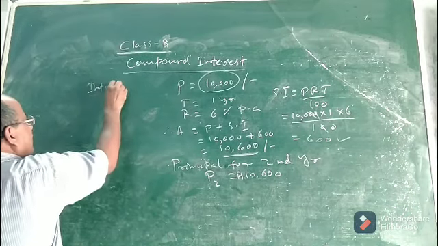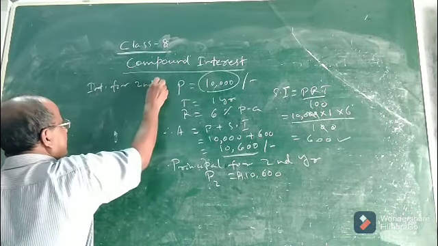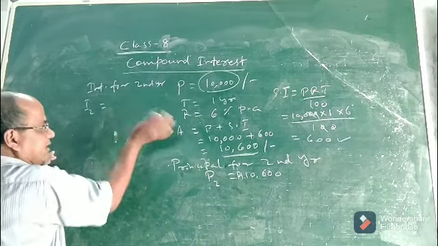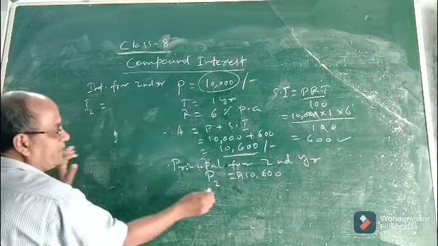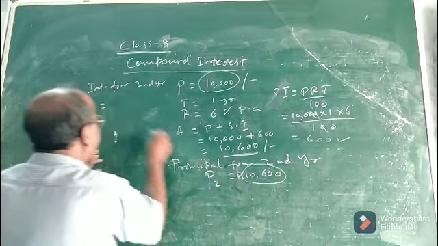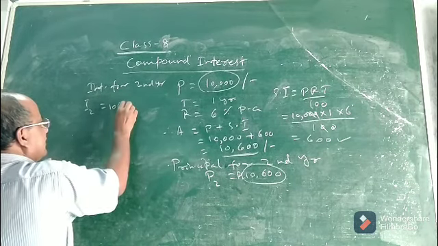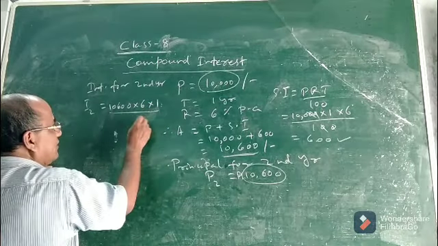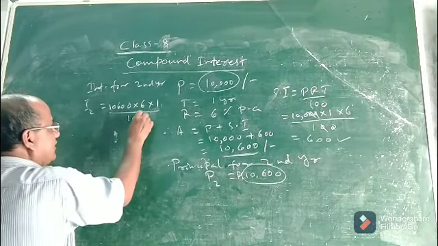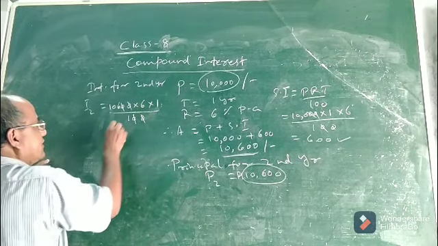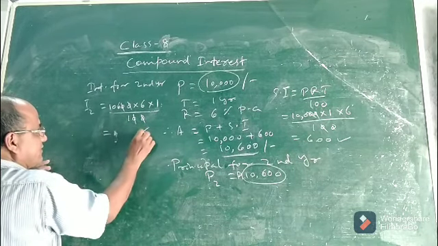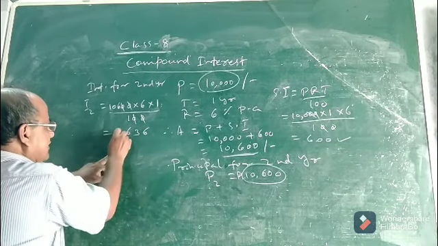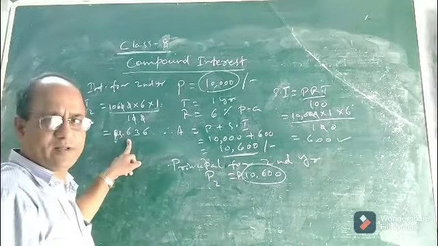Now interest for second year, suppose it is I2 or SI2, whatever you write. It will be the same formula, P into R into T. But what will be the value of P? This will be the value of P: 10,600 into rate is 6, time is 1. Second year means 1 year. Okay, first year calculation already over. It is 100, you see. 0, 0 cancel, 0, 0 cancel. So now you multiply 6, 6 is 36, 3, 6. You see 636. This will be the interest for the second year.